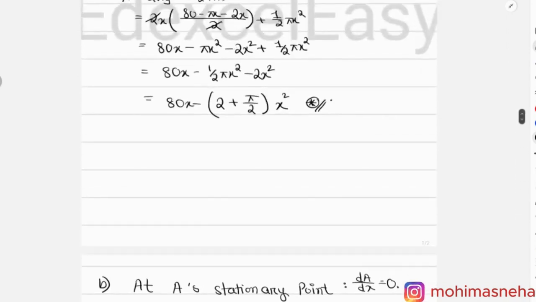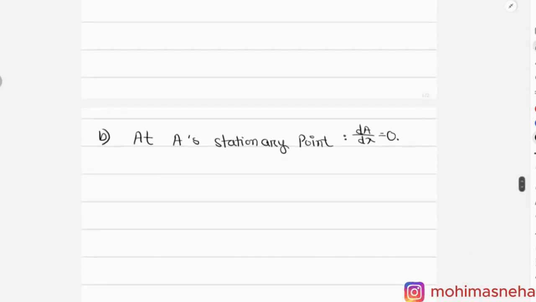For part B, we're going to write that at A's stationary point, dA by dx is supposed to be 0. Okay, so in that case, the differentiation for this equation is going to be 0. It's better to use this format than that format, right? Because it is in a product format, you would have to simplify that with the brackets and then get the equation. So it's better to write it in this way.